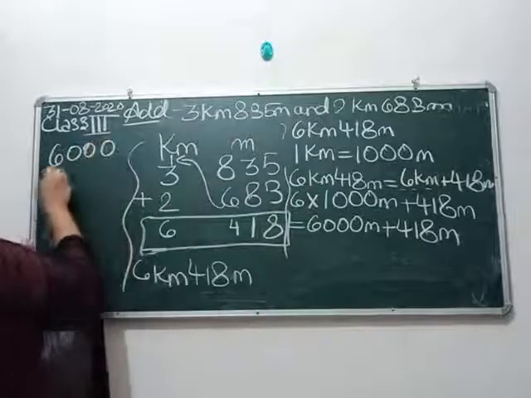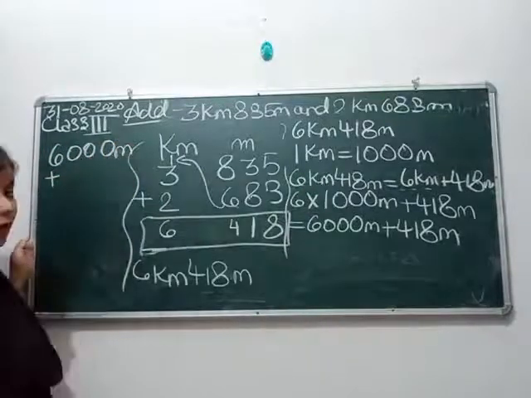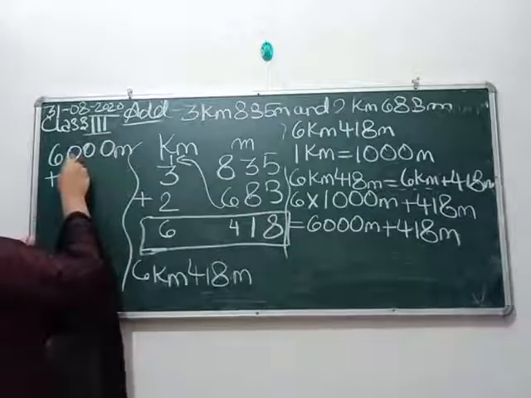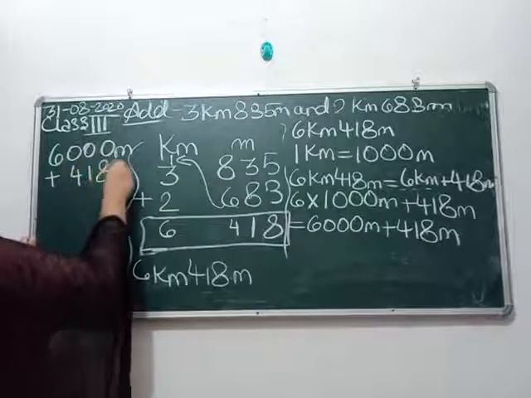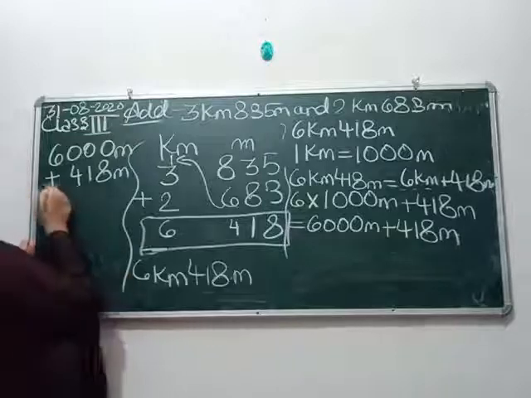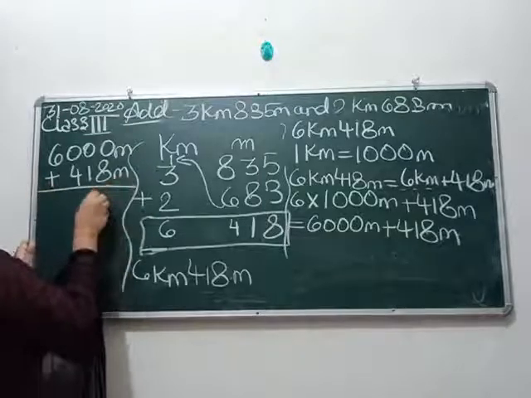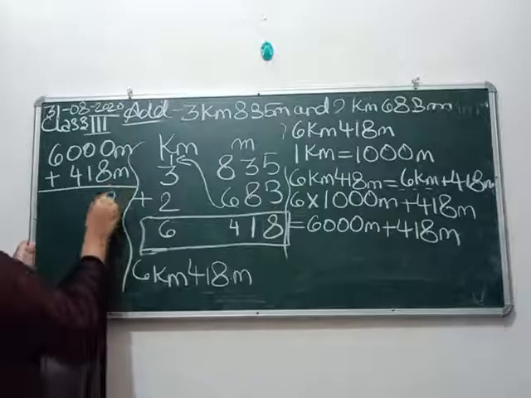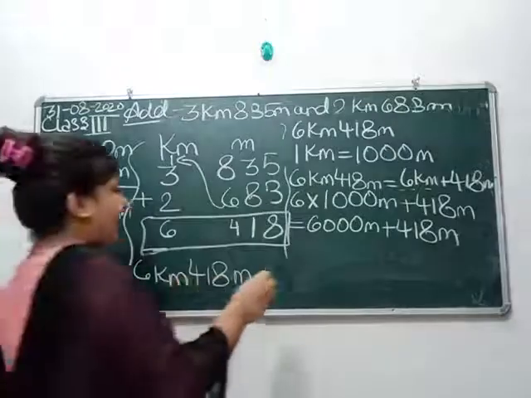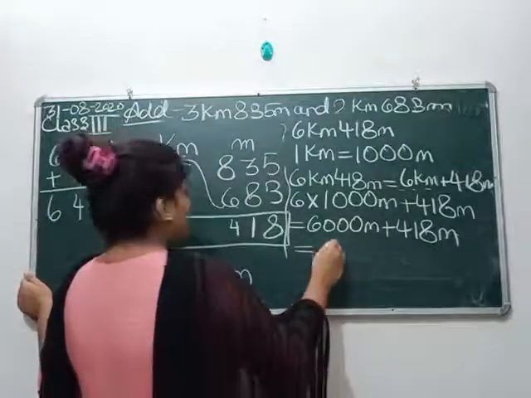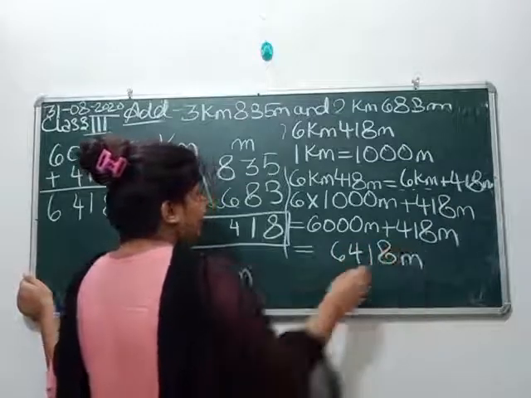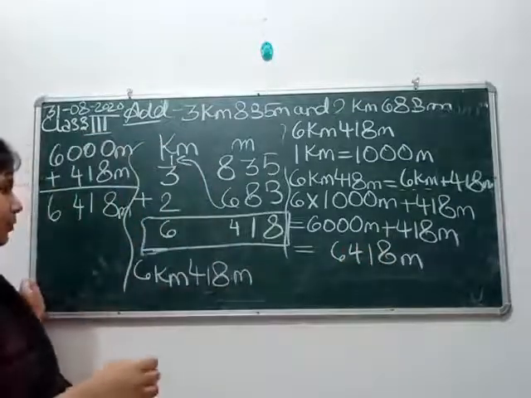See, 6000 meter, and there we have to add 418 meter. So together they will give us 6418 meter. So our answer will be 6418 meter. Okay.